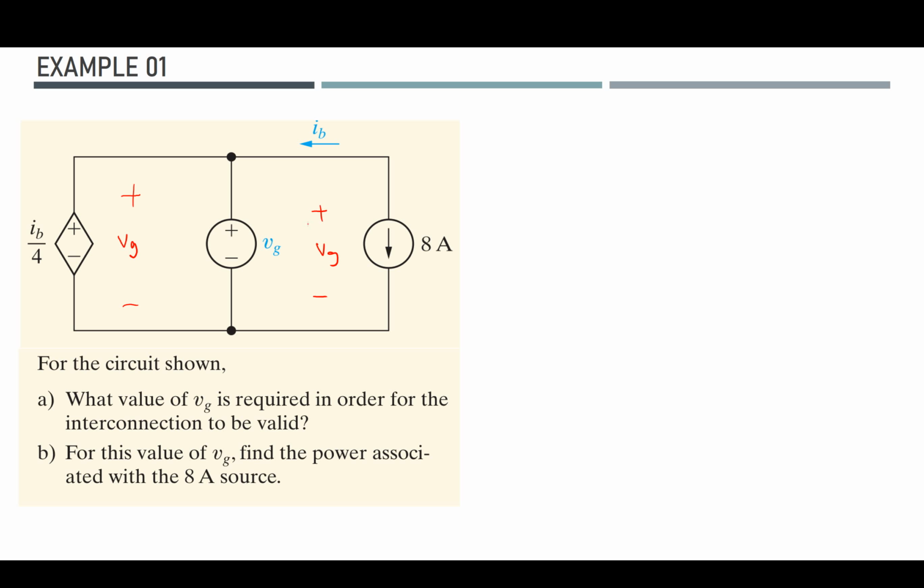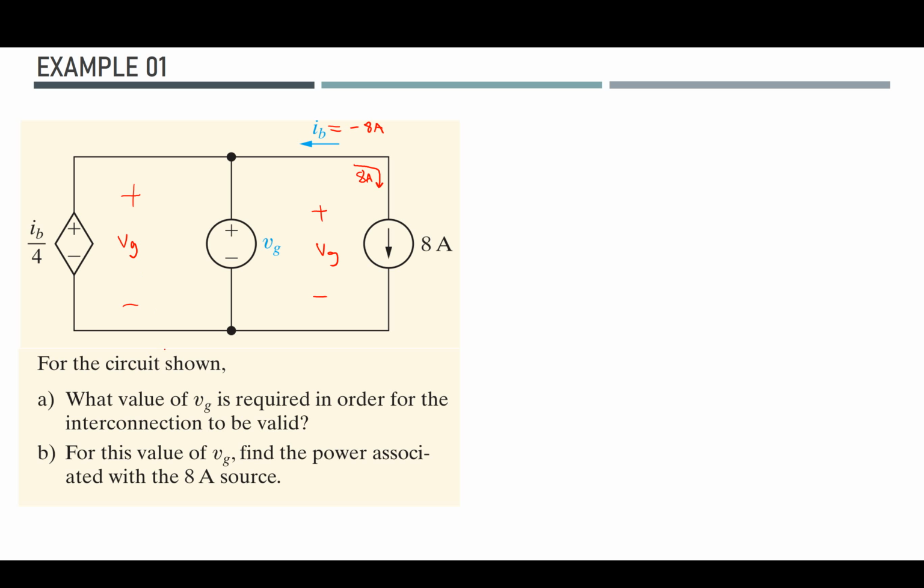And another piece of information that I have is IB, the controlling current for the dependent voltage source, which is chosen in this particular direction. And if you look, there is the independent current source flowing in this direction as 8 amps, but it's opposing the chosen direction. As a result, I can conclude that IB shall have the value of minus 8 amps.